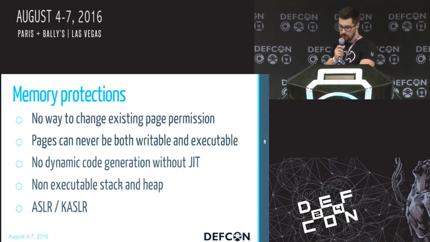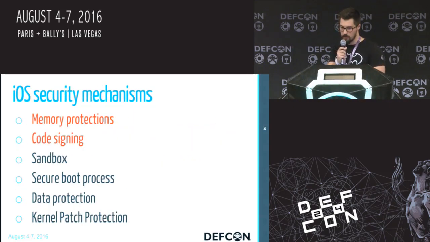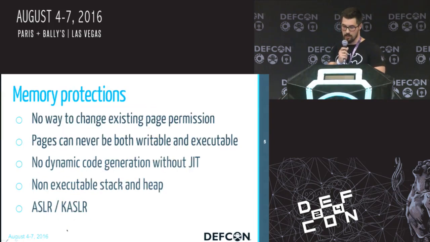So the most interesting for us are the first two, memory protection and code signing. I will focus on them today. As I said, memory protection is a technique to prevent exploit code execution. There is no way for an executable page to be writable. There is no way to allocate writable and executable regions at the same time. As a result, there is no dynamic code generation.